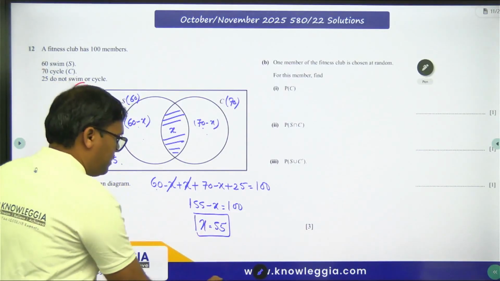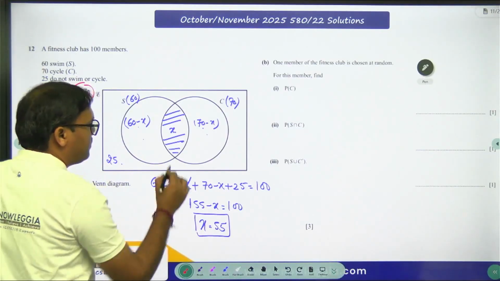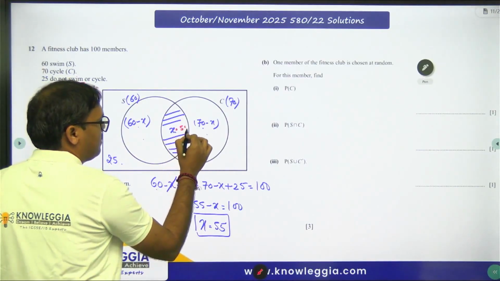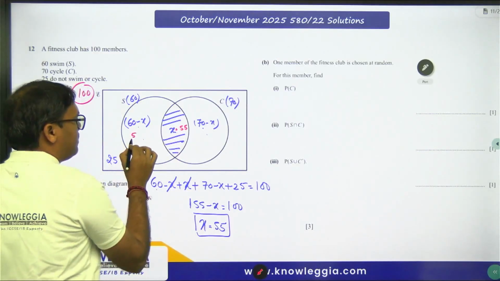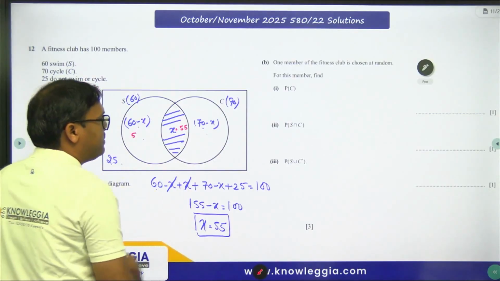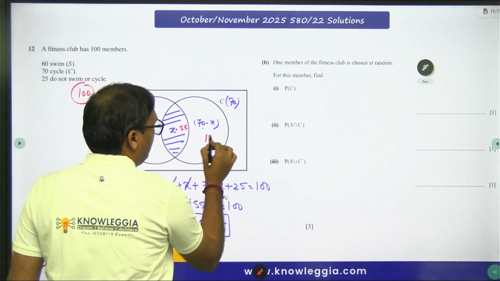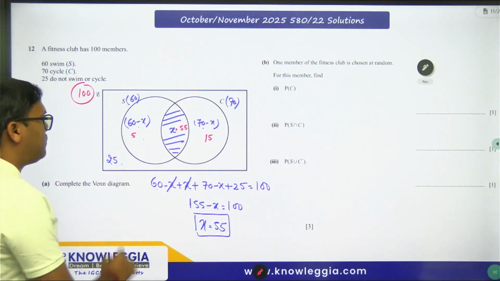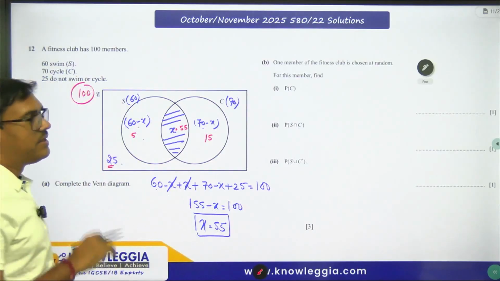So you can see this is 55. So this is 55. This is 5. This is 55 minus, 70 minus 55, which is 15. And this is 25. This is 20. This is how we can complete the Venn diagram.